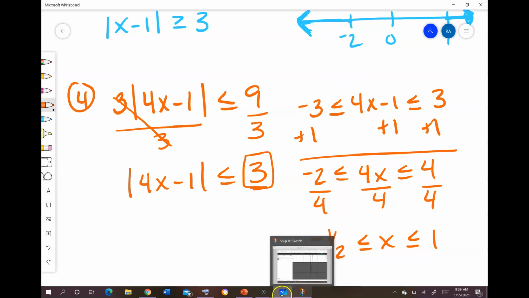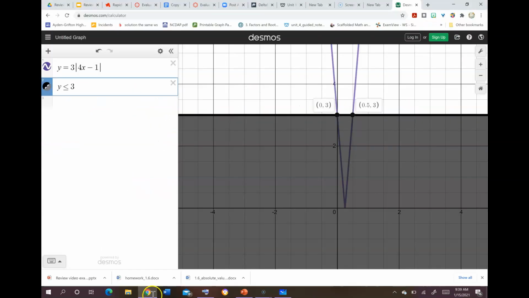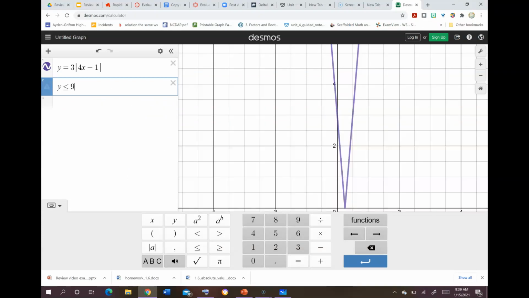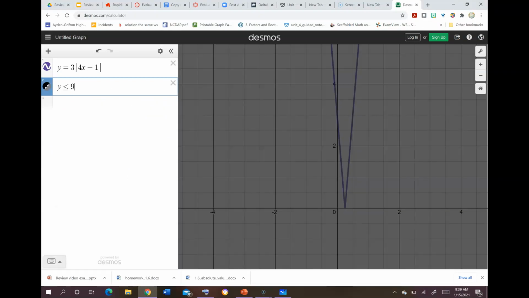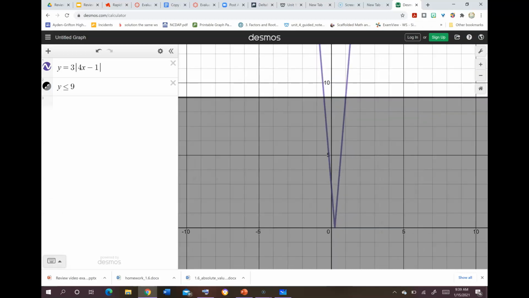Oh, I typed that wrong. I was like, this looks wrong. Hold on. That should be a 9, not a 3, guys. Okay. It's still solid shade. Okay. You see that? There's no break in the graph.